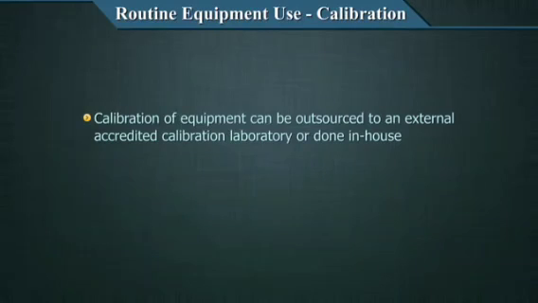Calibration of equipment is required for both analytical equipment as well as ancillary equipment. The ancillary equipment like pipettes, centrifuges, etc. can be calibrated in-house or can be outsourced to a third party or a second party agency. We will talk about in-house calibrations in the next slide, but before moving on to that, we need to understand something about the concept of verification of calibration.